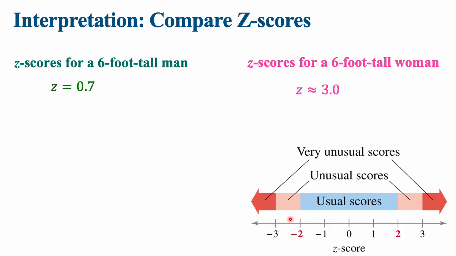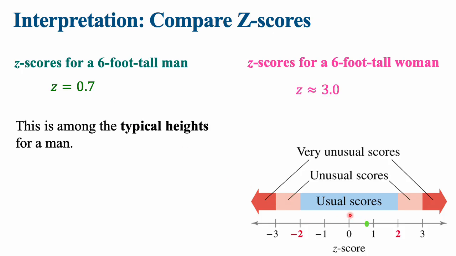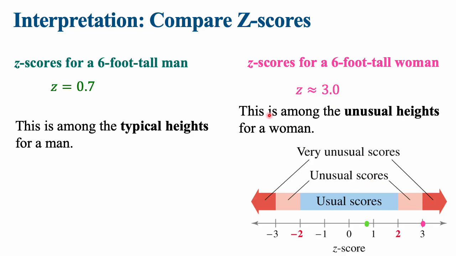We have this visualization, this diagram here. Z-score 0.7 is right there, guys. That means this is among the typical heights for men. That's a usual score. But z-score 3.0 is right there. That means this is among the unusual heights for women. So now you can use the z-score to compare different data sets and interpret them.